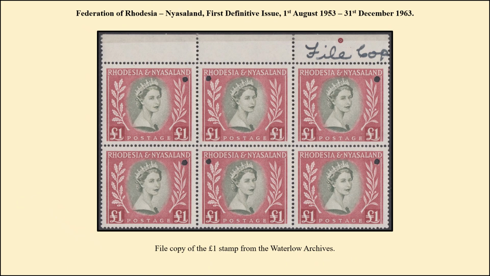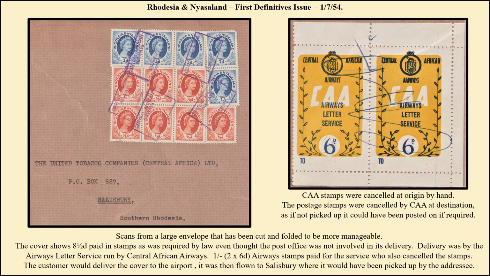File copy of the top value, the £1 stamp, from the Waterloo archives. This is a very large cover which is being cut and folded so that it could be placed on a page. I have taken scans of the relevant portions. The stamps are on the front of the cover. That's the postage stamps. The Central African Airways stamps are on the reverse.